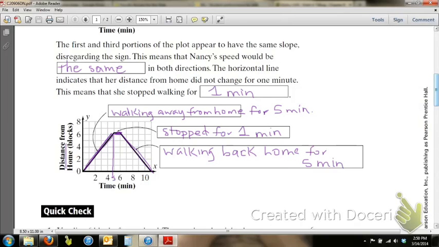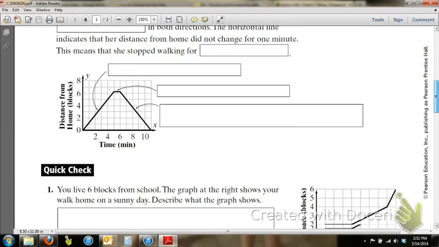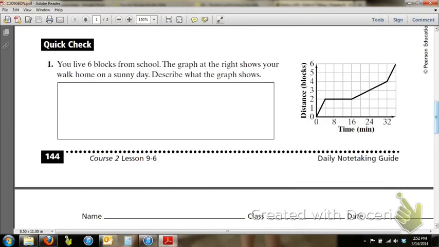You're going to break the graph up into little intervals here. So say what's happening at this part of the graph. Then what are you doing for this amount of time? What about here and what about here? What is happening at each of those different parts? So there should be 4 parts to your answer. So try that quick check, and when you're ready, move on to the next part.